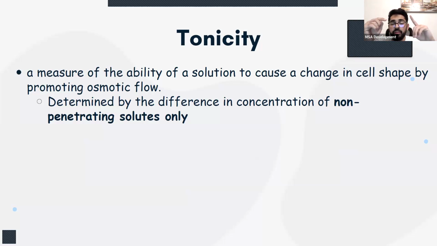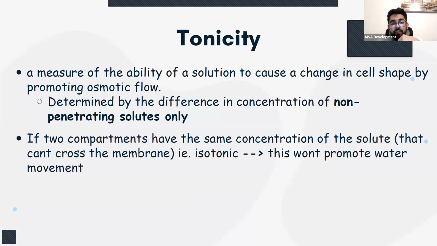This tonicity is determined by the difference in concentration of non-penetrating solutes, and we're gonna know why in a couple of seconds. But for now, if you have two compartments that have the same concentration of the solute that cannot cross the membrane, they're called isotonic. Isoosmotic is not the same as isotonic because you can have two isoosmotic solutions, but they don't have the same concentration of that solute that you are looking at right now, okay? But isotonic, they have the same concentration of that solute, and the same osmolarity too.